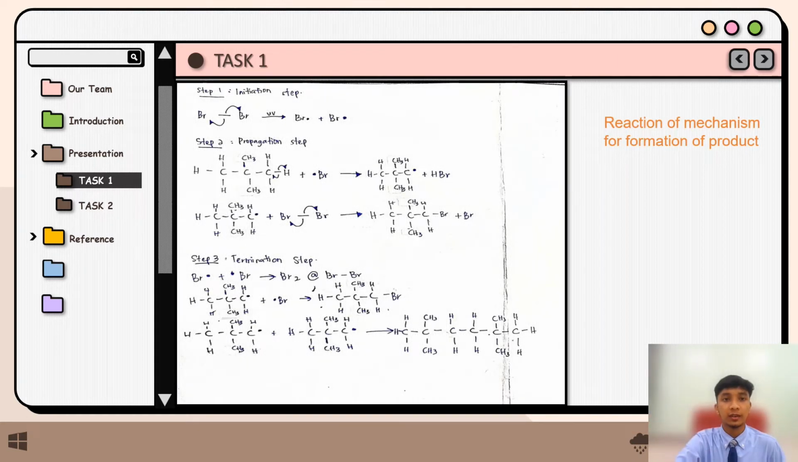Halogenation consists of three steps, which is the first step is the initiation step, the second step is the propagation step, and the last one is the termination step. So we have learned all these steps in our last lecture. I hope that you all understand this drawing and how we got this structure and how we did this step. So let's move on to task two.